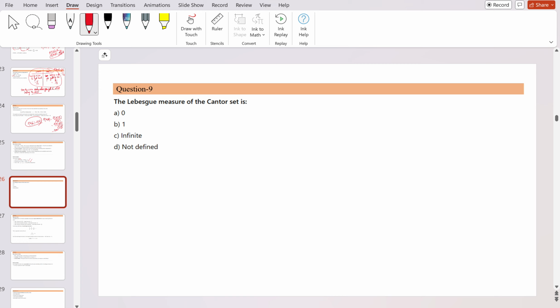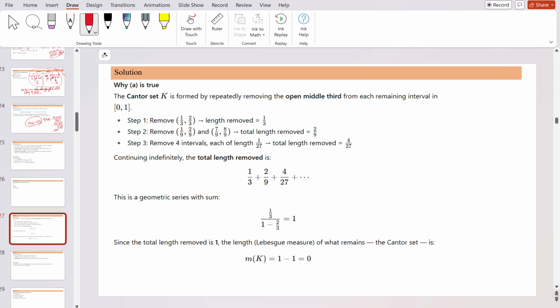So here the question is: the Lebesgue measure of the Cantor set is actually 0, 1, infinite, or not defined. Option A is true. The Cantor set K is formed by repeatedly removing the open middle third from the remaining interval, that is [0, 1]. First step is to remove (1/3, 2/3), so the length removed is 1/3. Step 2 is removing (1/9, 2/9) and (7/9, 8/9), so the total length removed is 2/9.